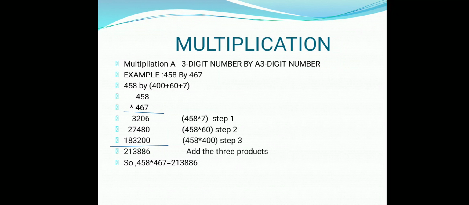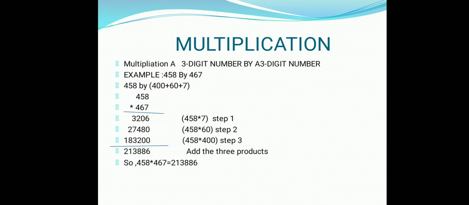Step 3. Multiply with hundreds place. So put a 0 in ones column and a 0 in tens column. 4 into 8 is equal to 32. 2 should be written in hundreds place and 3 is carry over. 4 into 5 is equal to 20. 20 plus 3 which was carried over becomes 23. 3 should be written in thousands place and 2 shall be carried over.